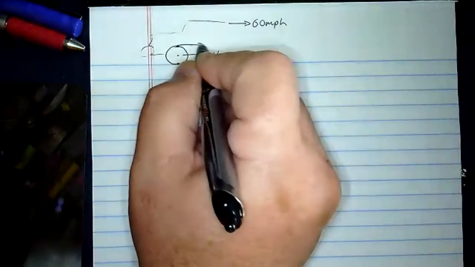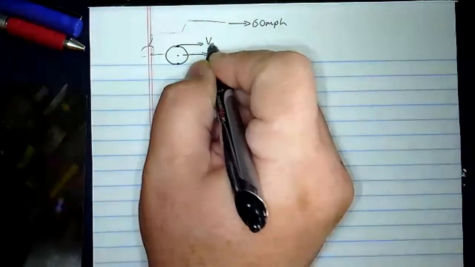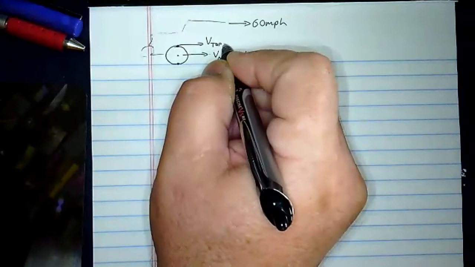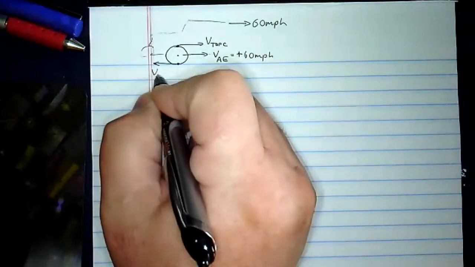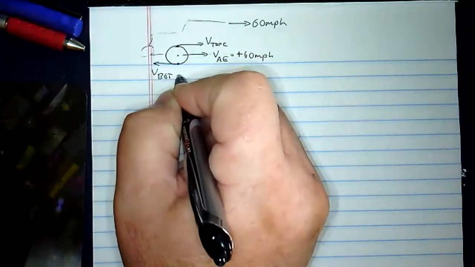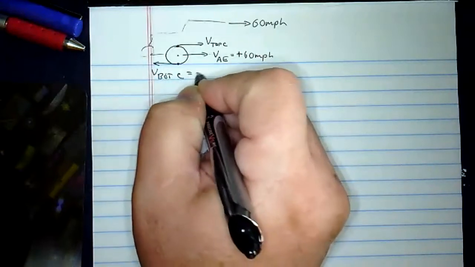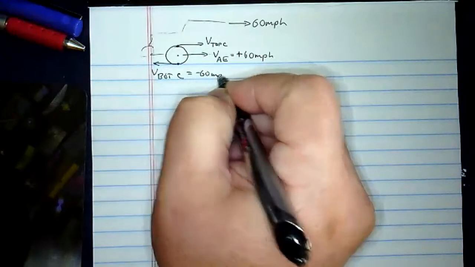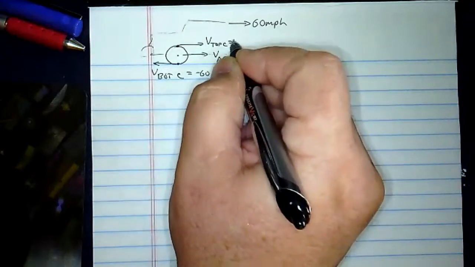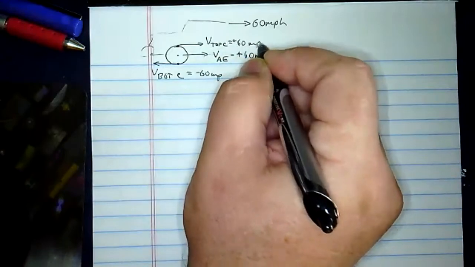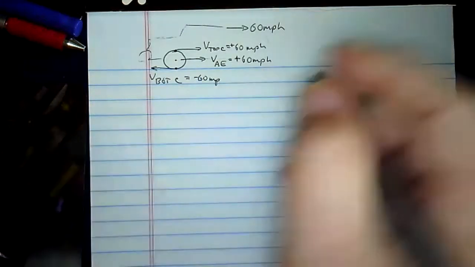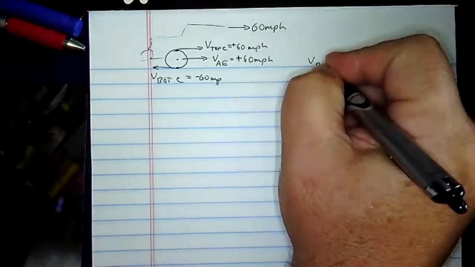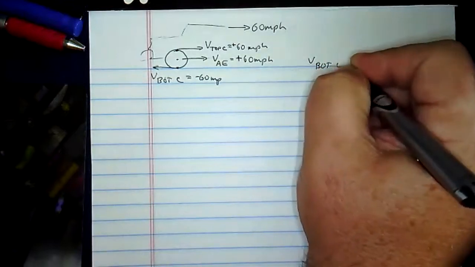So you'd say this is the velocity of the top with respect to the car. And this is the velocity of the bottom with respect to the car. And this one's negative 60 miles per hour. And this one's positive 60 miles per hour. Does that make sense to everyone? Okay, so let's find the velocity of the bottom with respect to the Earth.